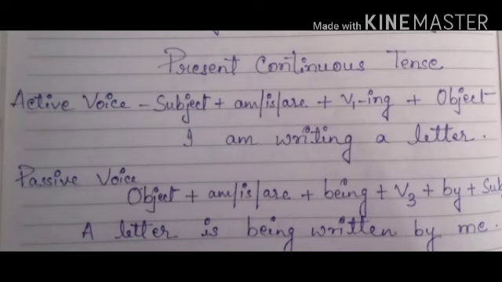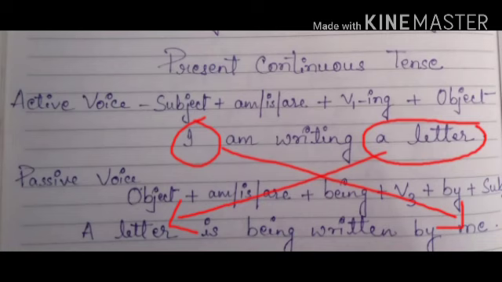Now in the passive voice, the object becomes a subject. So a letter will come first, then you have, because this is singular, we'll write is, then you have being, which is very important, being, then V3, that is past participle, written, write, wrote, written. So written by I becomes me in passive voice.